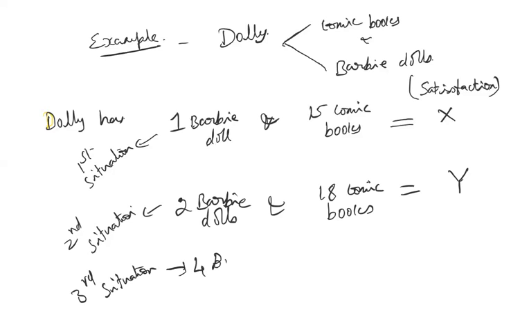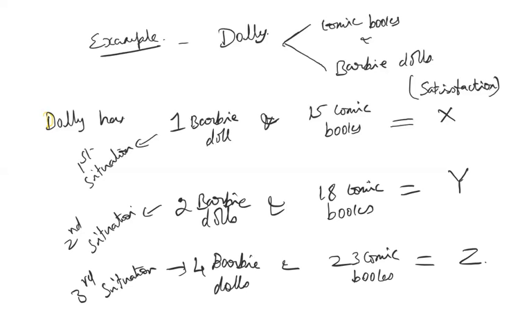It might be a third situation: four Barbie dolls and 23 comic books. This is going to give her a certain level of satisfaction. Let us name it like that. It keeps on going. So under the given circumstances, a certain combination of two goods is giving a certain level of satisfaction to the consumer. As the income increases and the circumstances change, the satisfaction level will also keep on changing.